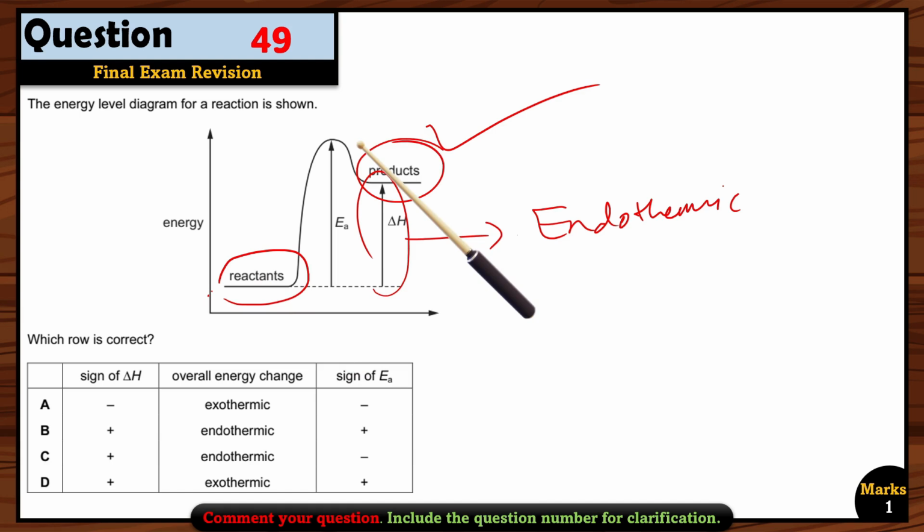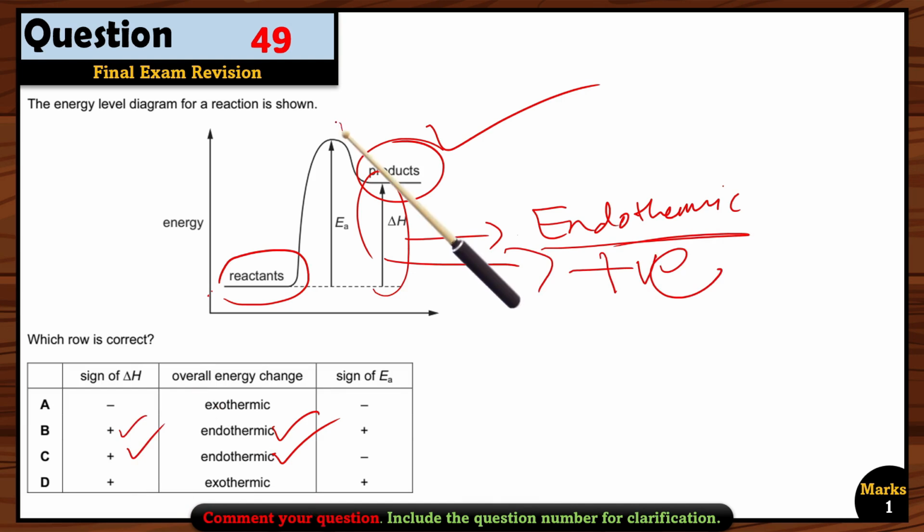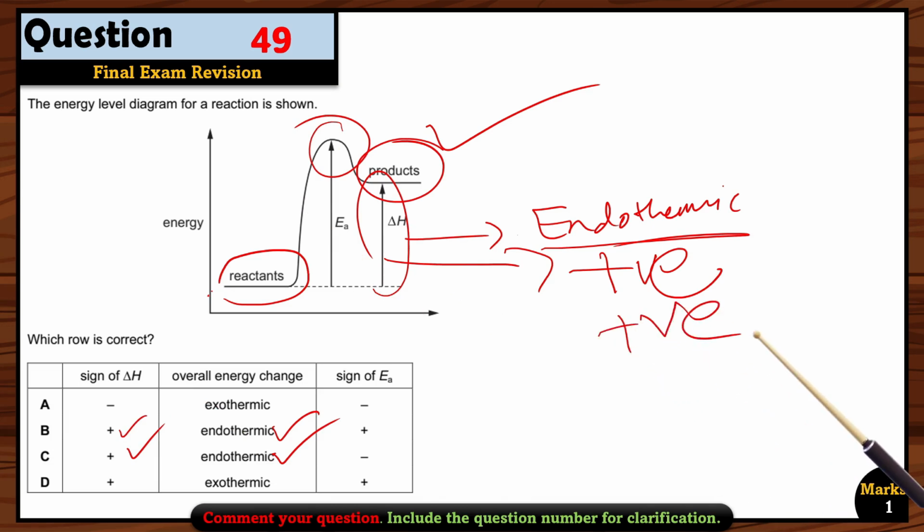Now it's already decided endothermic, so option B or C can be right. Let's see now the sign of delta H. If you see, the arrows are upward. So the sign for delta H for an endothermic reaction is always positive. Both options are right. Now let's see activation energy. For activation energy, the arrows are always upward, so it will also be positive. Activation energy sign is always positive, both for endothermic and exothermic reactions. So that's why option B is the right option.